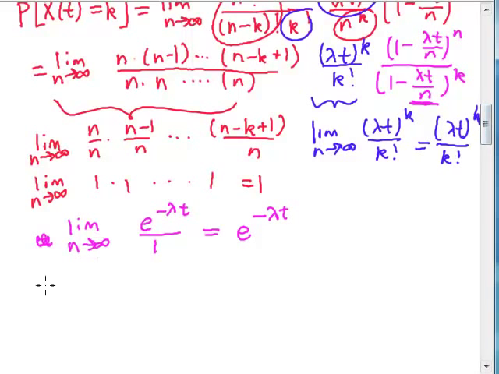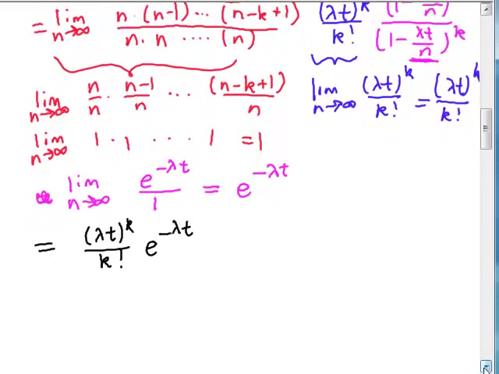Okay, so putting those three together, what I've got here is that the probability that X of t is equal to k is equal to lambda t to the k divided by k factorial, and I've got an e to the minus lambda t. So this is the probability that X of t is equal to k. And this is valid for any positive t greater than 0, and it's valid for k equal to 0, 1, 2, and any positive integer. Because it used to stop at n, but remember we let n go to infinity.